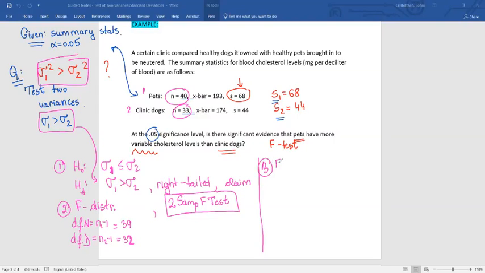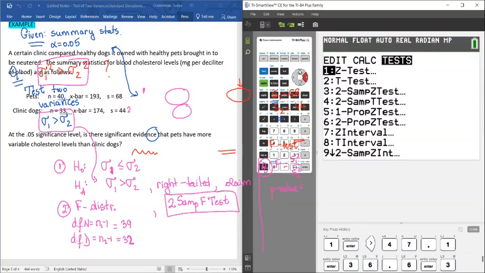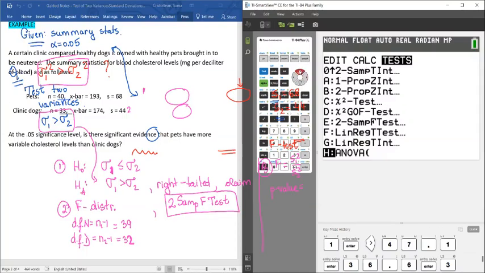The F test statistic, which is S1 squared over S2 squared. Okay, we can do that right away, squaring 68 and 44 and do the ratio of those two, and the p-value. But we will do that using the calculator. So let's take a look at this work on the calculator. On the calculator, we have test. We will go to the other screen when we see the 2-SampFTest and then hit enter.